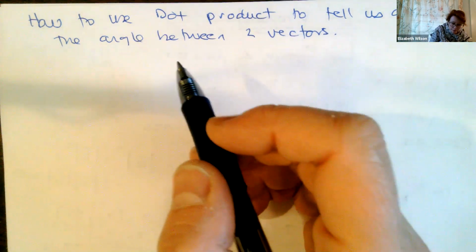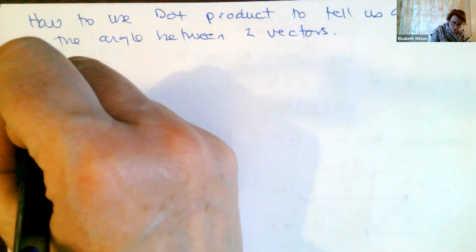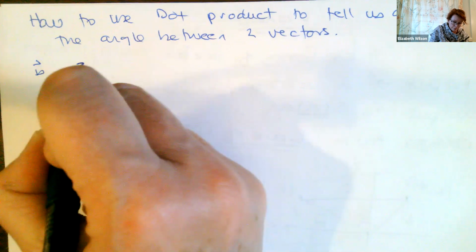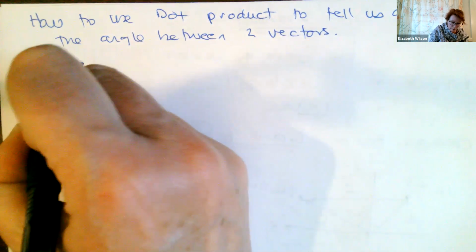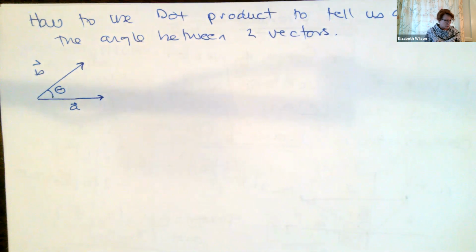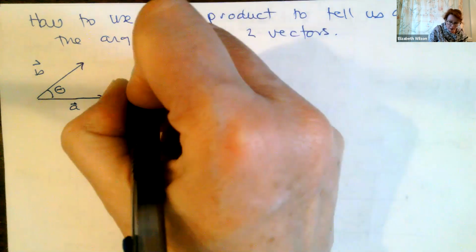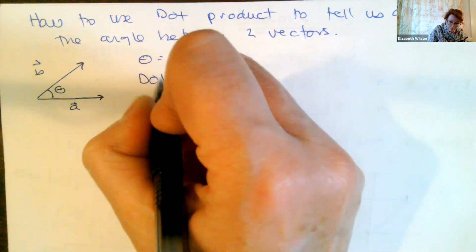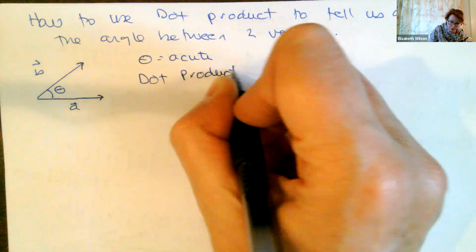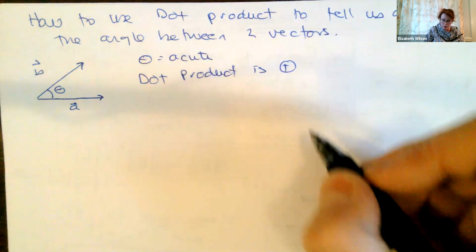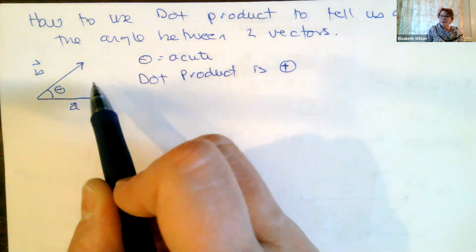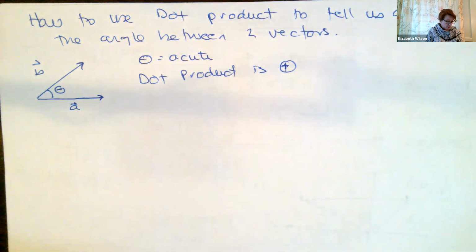So let's think about it. I'm going to draw some pictures here. I've got B, and here's A, and then the angle between them, theta. I'm trying to draw these a little bit to scale so we can see this. So theta is acute, so our dot product is positive. Remember, acute angles are in the first quadrant. So if my dot product is positive, that means that my angle is acute.